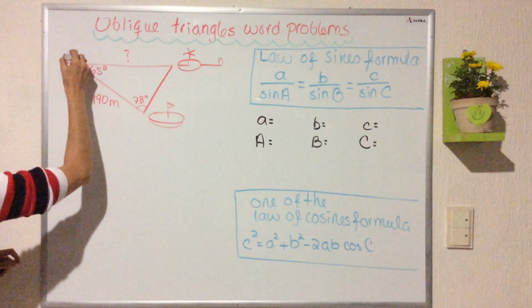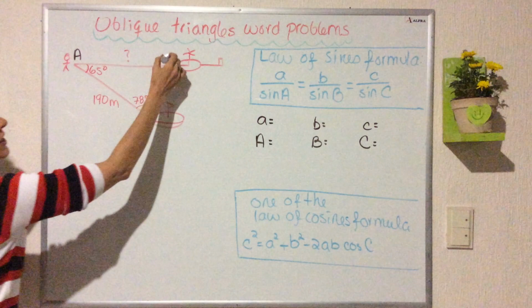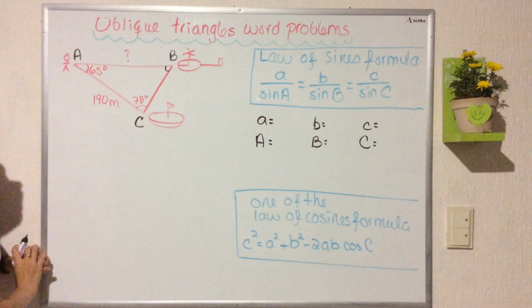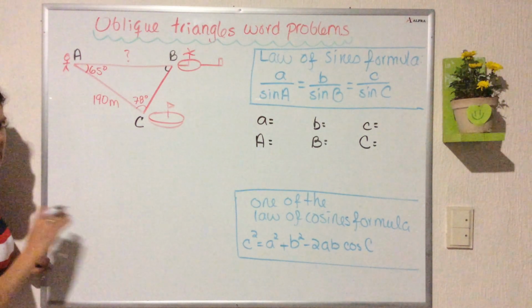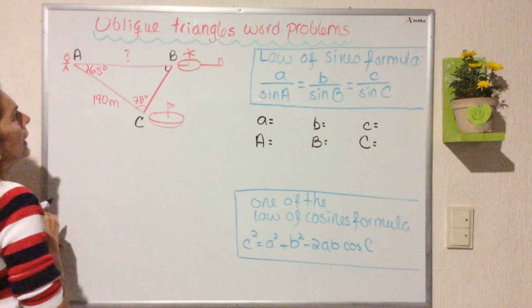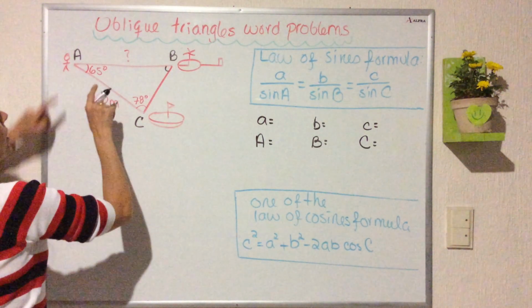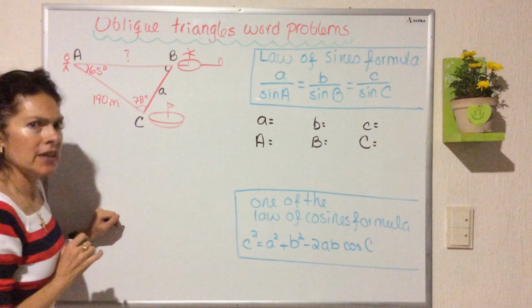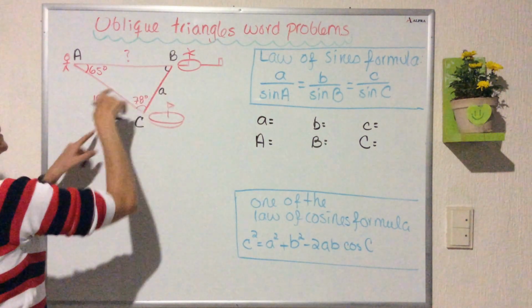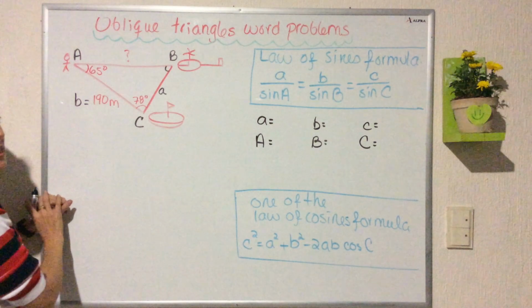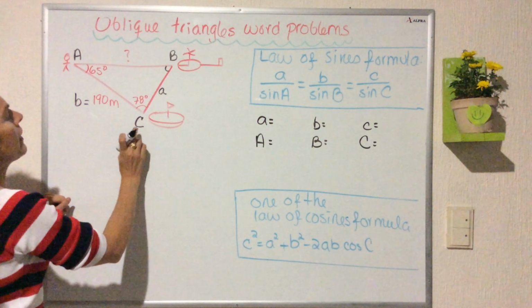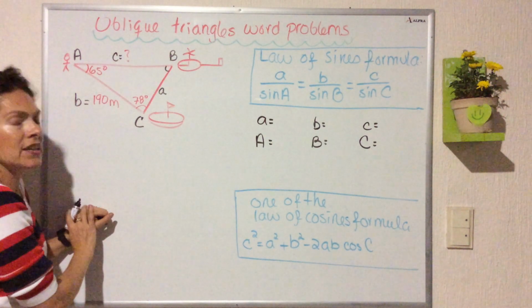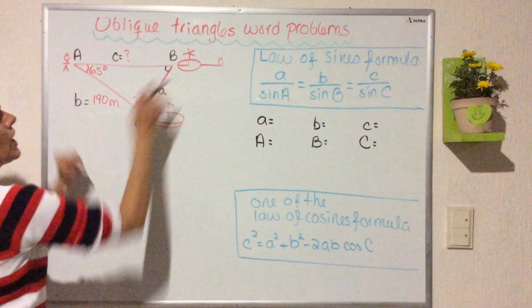I'm going to name this angle, angle A, then this other angle B, which is here, and angle C, here. All of them in capital letters. Remember, always capital letters when you talk about angles. And then the sides. The opposite side to A is this one, so this is the side lowercase a. And the opposite side to B is this one, so we already have lowercase b, as you can see. And the opposite side to capital C is this one. So what we have to find is lowercase c, which is the distance from you to the helicopter.